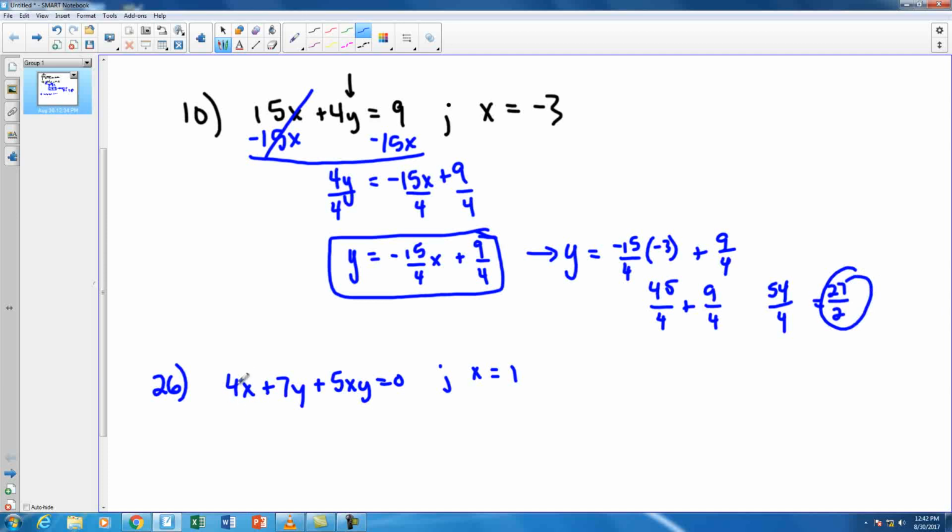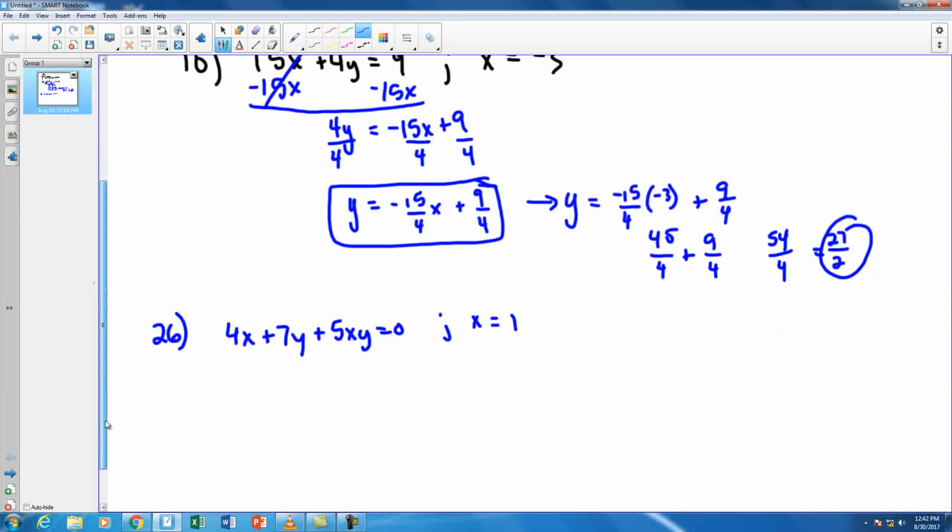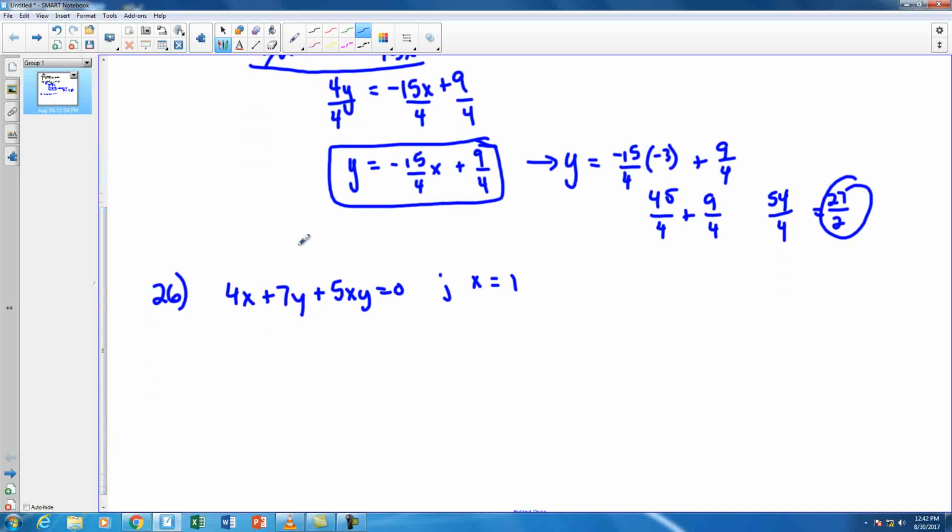Or you physically divide. Now back down to here, 26. The issue is that y shows up twice.